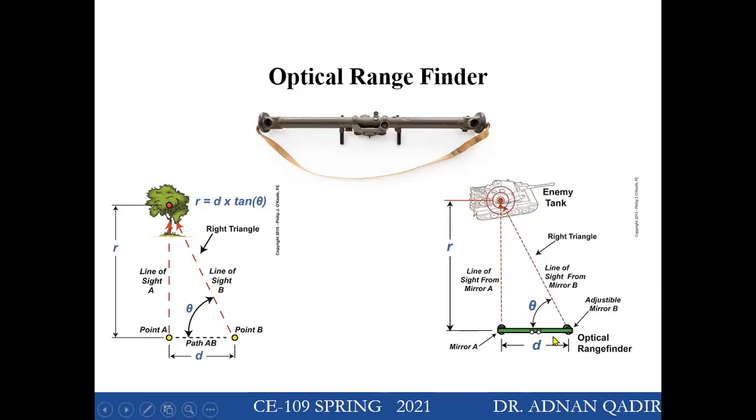All you have to do is measure from this side your target, measure from this side your target. Ultimately, you will get the angle, and you know this distance. So you can always find this distance by using R is equal to D tangent theta.